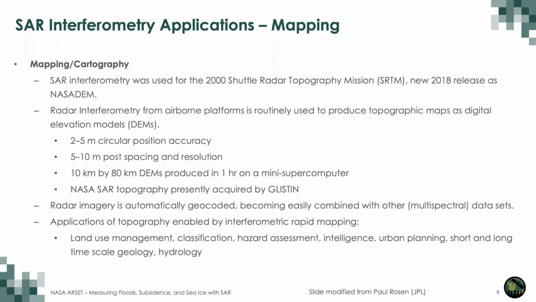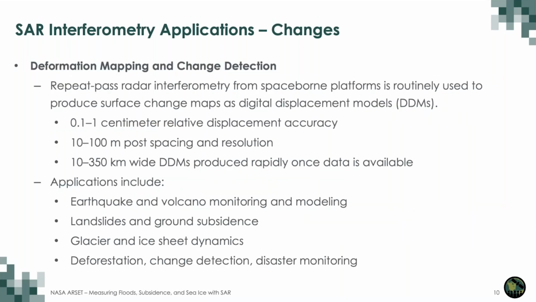That used the two radar antennas on the space shuttle, but there are also airborne systems and systems such as the German TanDEM-X that also use this two-satellite or two-antenna-on-a-single-satellite method. And this produces very high resolution topographic maps by using SAR interferometry. And the second type of SAR interferometry is what we call repeat pass interferometry, where we measure the change in the ground surface, not the elevation.